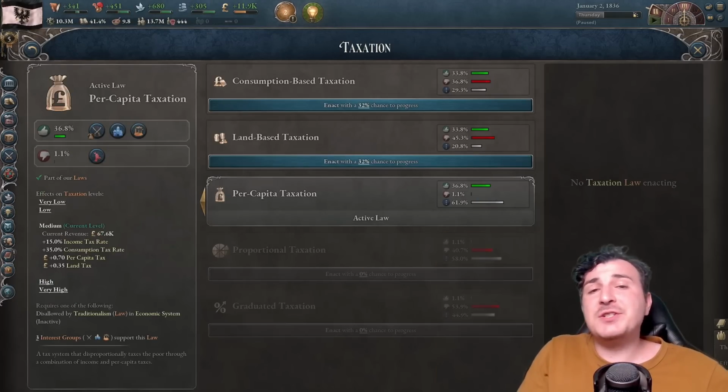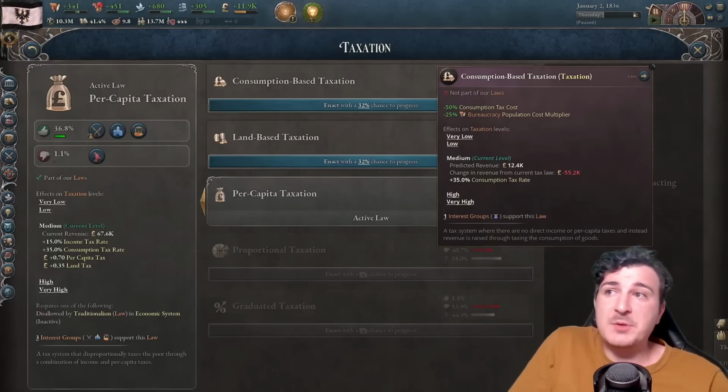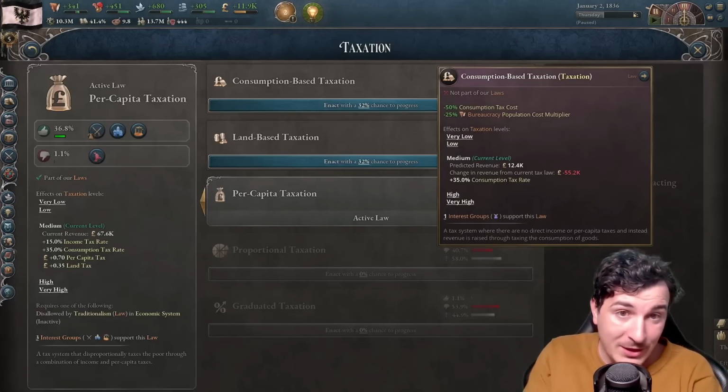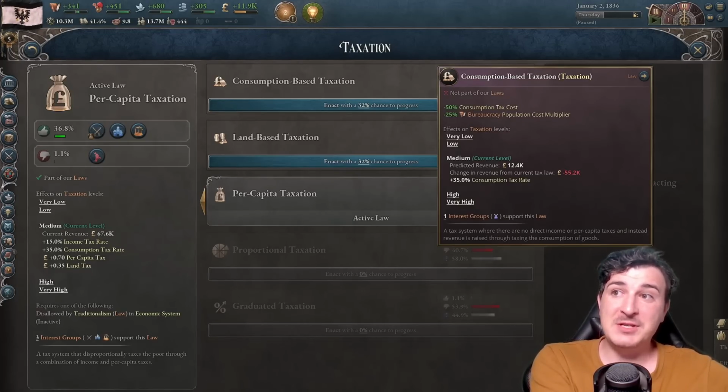Your taxation legislation determines what exactly gets taxed. So consumption-based taxation essentially only taxes consumption, with a 35% consumption tax rate.